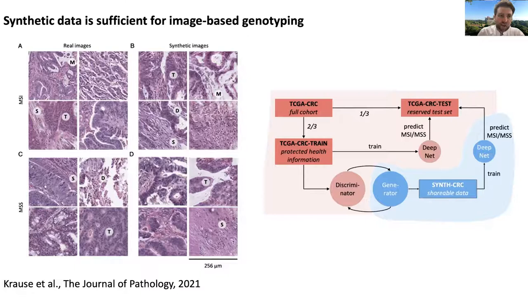And this could potentially help to solve data sharing issues, because often clinical data cannot be shared in its raw form, but has to be anonymized in some way. And we think that maybe these generative networks could be a way to anonymize and thus make data shareable.